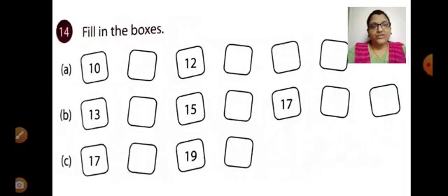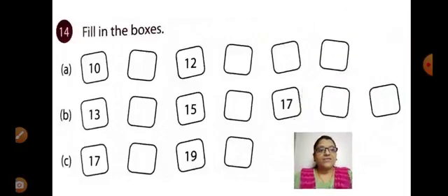Question number 14. Fill in the boxes. Here we have to start counting from the first number and fill in the boxes. Let us see first question. 10. Then which number will come? Yes, 11. 12 is given. Then number 13, 14 and 15.